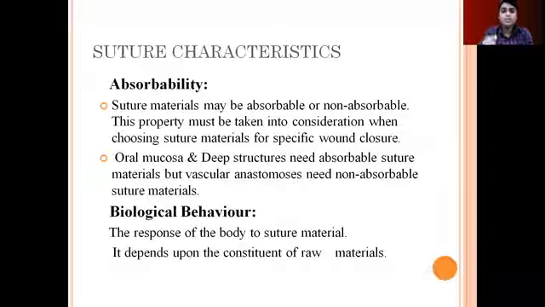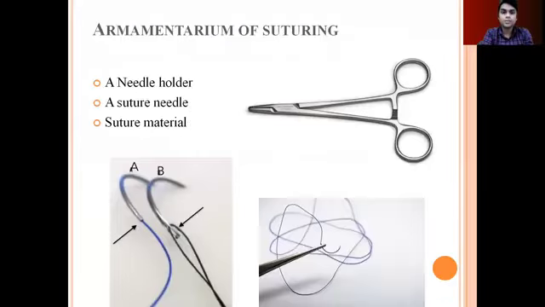Coming to absorbability, the suture materials may be absorbable or non-absorbable. This property must be taken into consideration when choosing suture materials for specific wound closure. The oral mucosa and deep structures need absorbable suture material, whereas vascular anastomosis needs non-absorbable suture materials. Coming to biological behavior, it is the response of the body to the suture material, how our body reacts or responds to the suture materials. It depends upon the constituent of the raw materials.